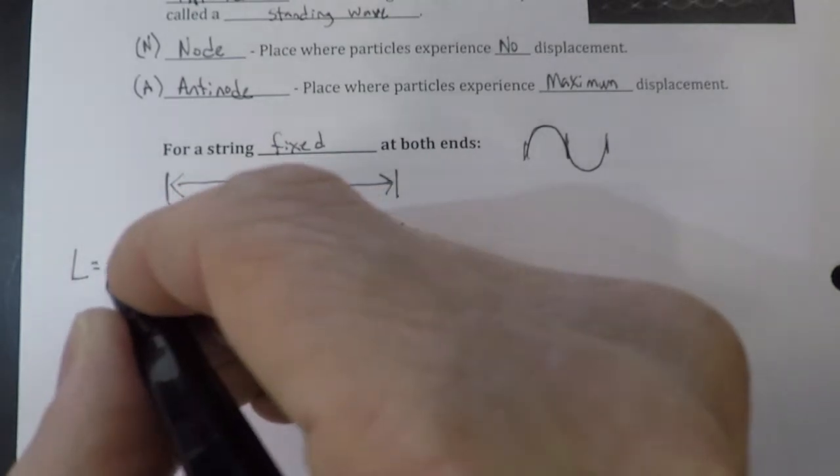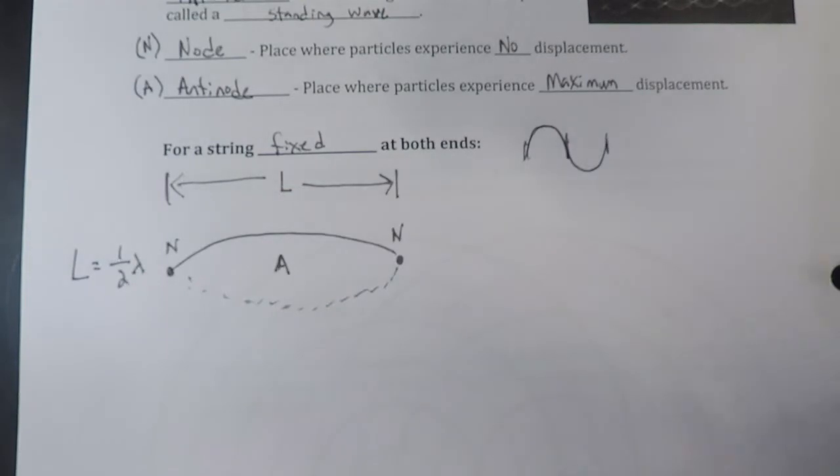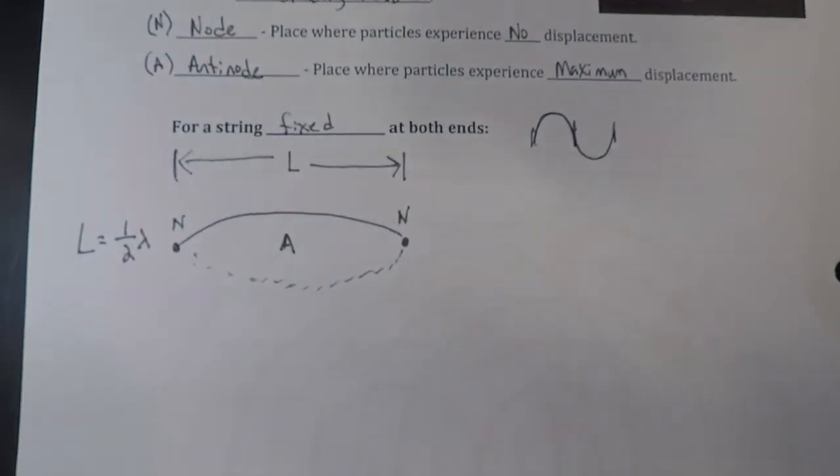The way that I'm going to write that, come over to the side, we'll write that L, which is the length of the whole thing, is going to be equal to one half of a complete wave, lambda, a complete wavelength. Okay. So that's the first one in the pattern.